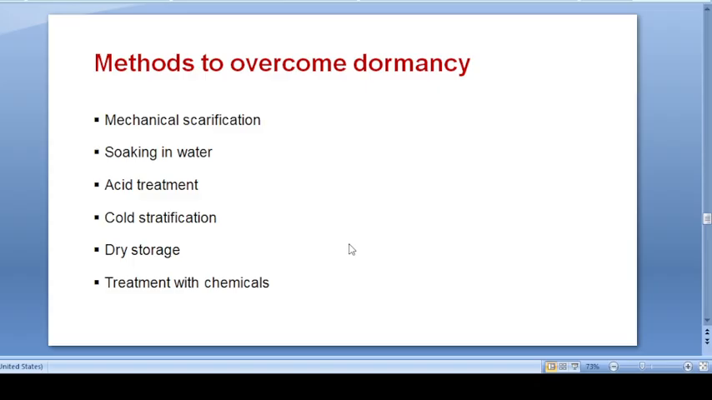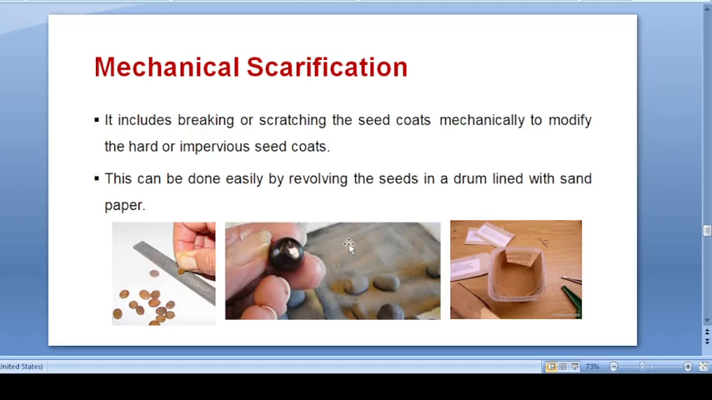Then we will see how to overcome these dormancies, or what are the methods to overcome dormancy or seed dormancy in vegetables or any horticulture crops. Mainly, you should be aware, we can use some terminologies like stratification, or drying, or using some acids, or treating with some chemicals, or soaking in water. So these are the different methods to break the dormancy of the seeds.